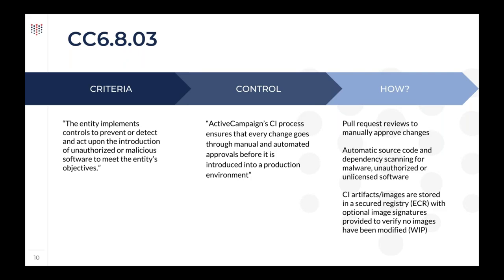So the common criteria was that we implement controls to prevent and detect any introduction of unauthorized or malicious software to meet the entity's objectives. So that's very broad, so we reined it into our CI process, making sure that we are taking the right things into consideration as we deploy code into production environments. So for us, that control was: ActiveCampaign CI process ensures that every change goes through manual and automated approval before it's introduced into production environment.